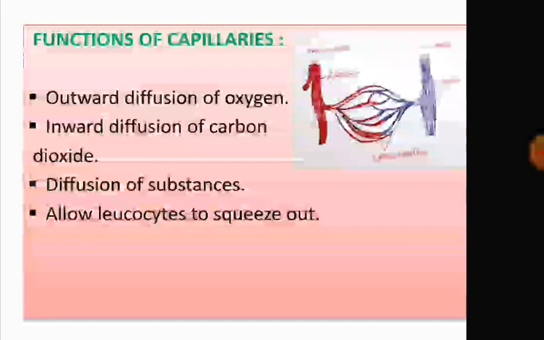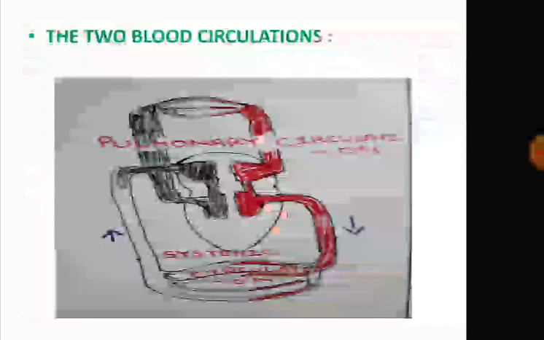It allows inward and outward diffusion of substances like glucose, amino acids, etc. And it also allows leukocytes, that is WBCs, to squeeze out by means of amoeboid movement. Next, the capillaries also have the power of vasodilation and vasoconstriction, that is the power of dilating and contracting, which respectively increases or decreases the blood supply to the body parts.